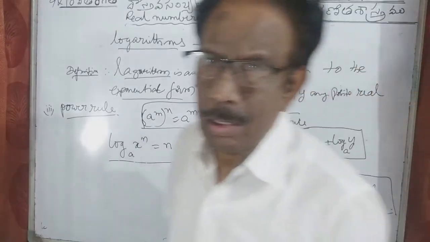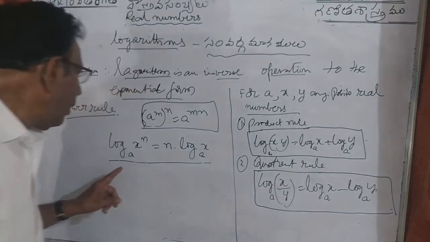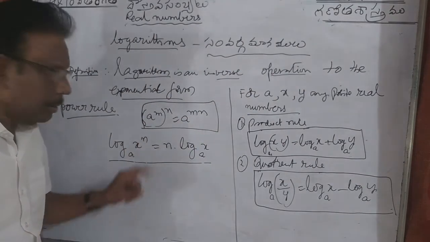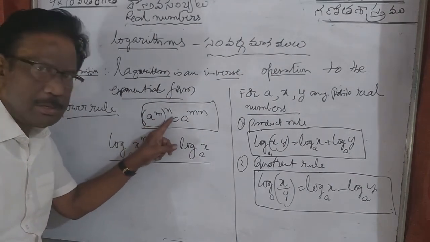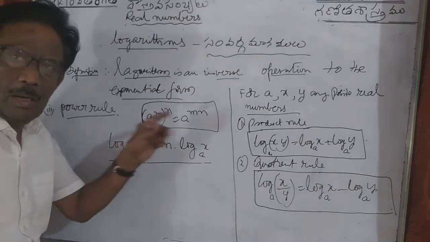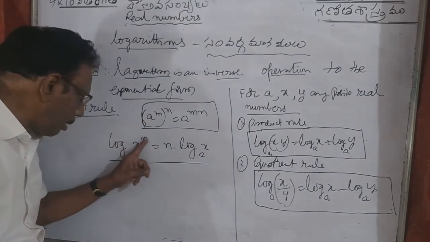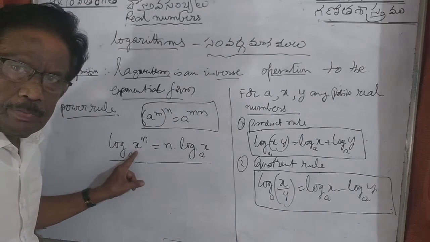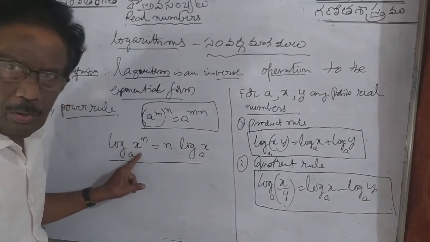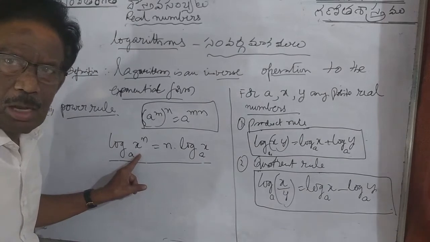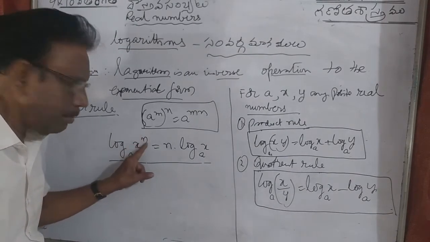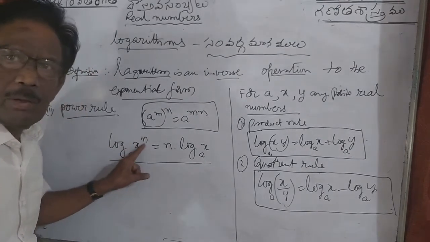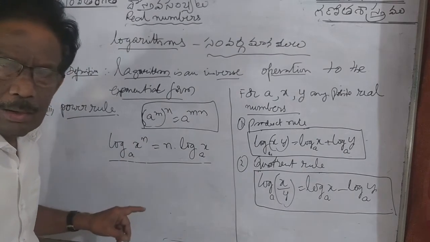Understand how it is? A very small point. You know what a to the power of m whole to the power of n is: a to the power of m into n. That means a to the power of m, n times: a to the power of m into a to the power of m into a to the power of m, n times. Like that, here log x to the power of n to base a means x to the power of n, x into x into x, n times. So if you apply the product rule, log x plus log x plus log x, how many times? n times. So just simply find the logarithm of x to base a and multiply it with n. You get this, understand?